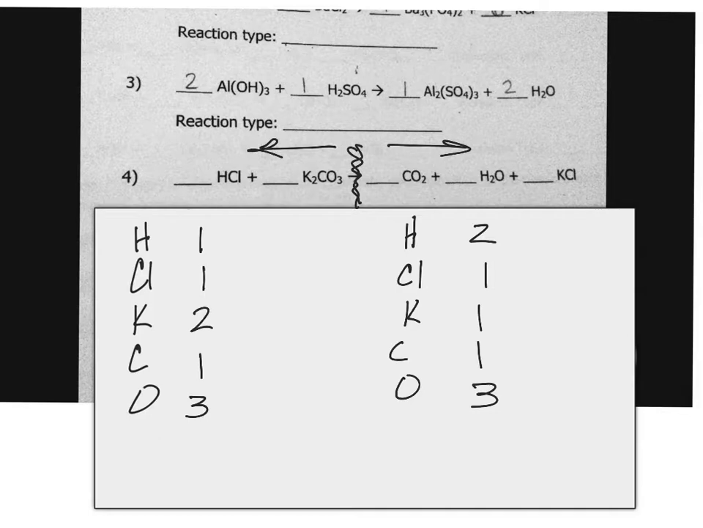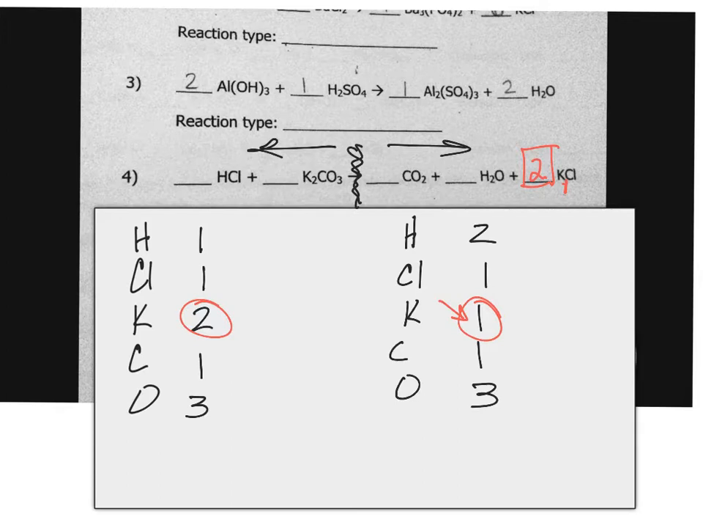All right, I generally will leave the H's and the O's for last. Let's take a look at the chlorines. They match. The potassiums don't. So that's where I'm going to start, always working on the side that is lower. This 1 is lower than a 2, so I'm going to work on the product side. I want a number that, when multiplied by this subscript of 1, is going to give me a 2. So I'm going to put a 2 there.